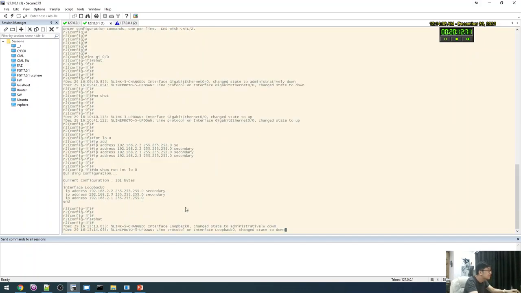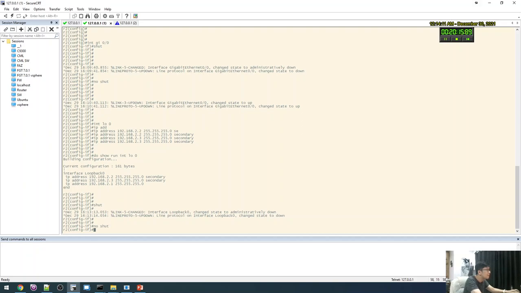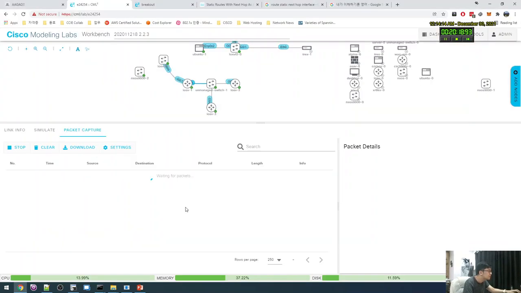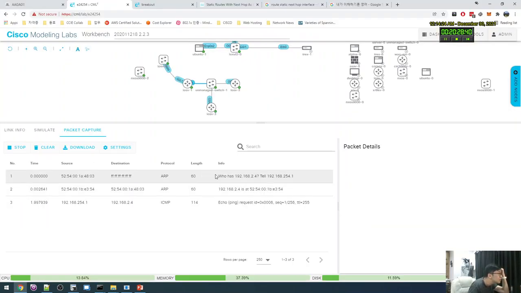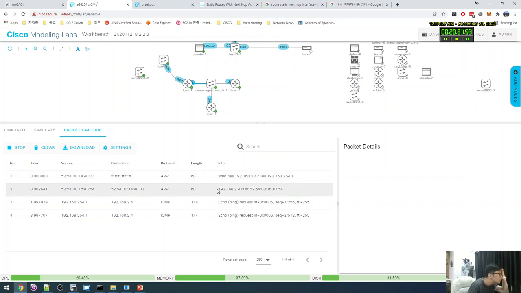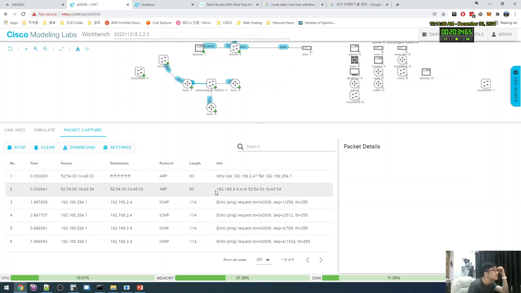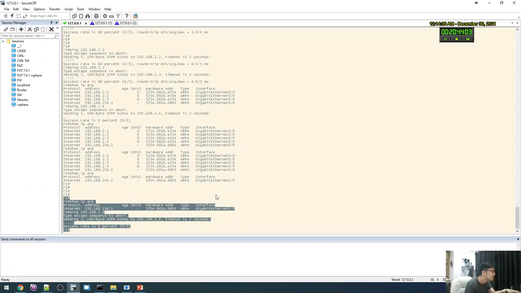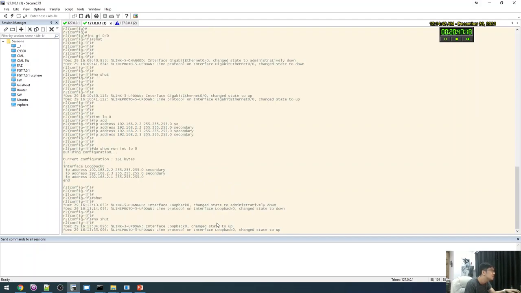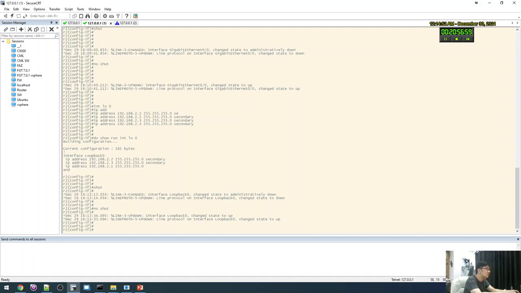Okay. Now, no shutdown. Okay, now ping. Because they have the proxy ARP, even the original host. Really? Because each loopback, what about?